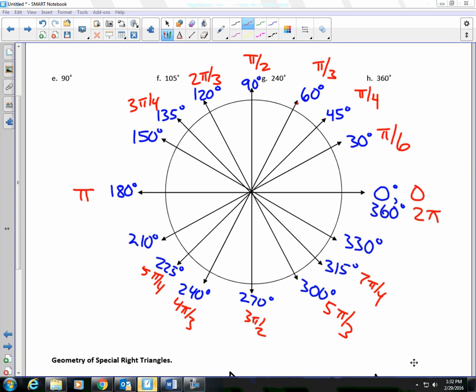1 pi over 6, 2 pi over 6, 3 pi over 6, 4 pi over 6, 5 pi over 6. After 5 pi over 6, 6 pi over 6, 7 pi over 6, 8 pi over 6, 9 pi over 6, 10 pi over 6, 11 pi over 6. These conversions you should know well, and you should know them quickly.